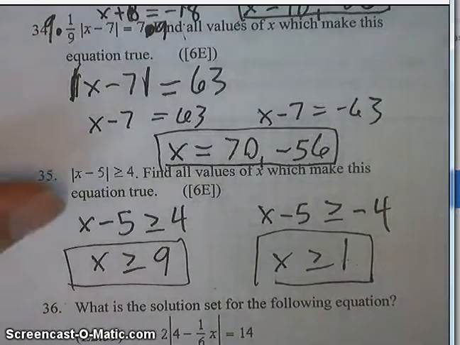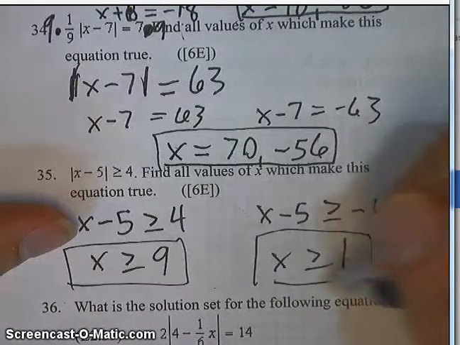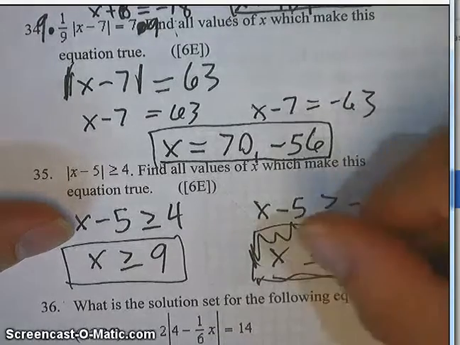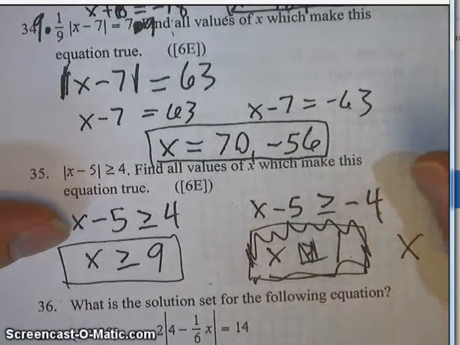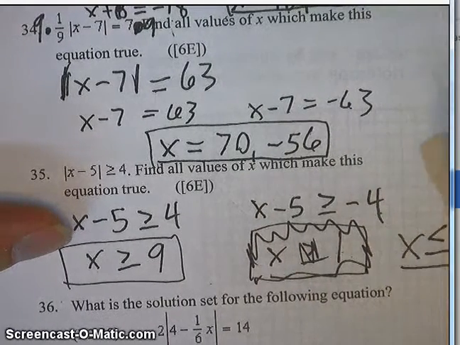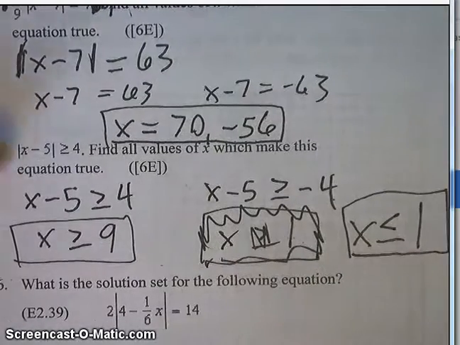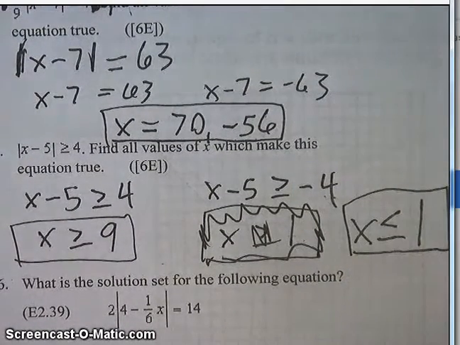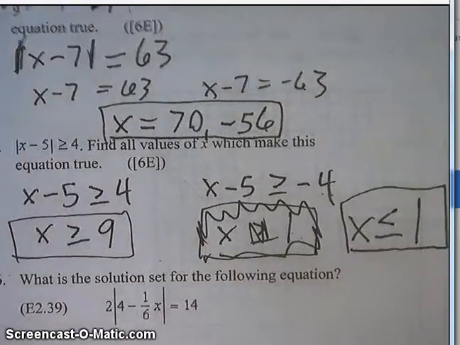And one thing I forgot, since we multiplied this one by negative 4, whenever you multiply or divide by a negative, you've got to flip the sign. So this is actually x is less than or equal to 1. Don't forget that with inequalities. Whenever you multiply or divide by a negative, which I did here, I multiplied by negative 1, you've got to flip that sign.